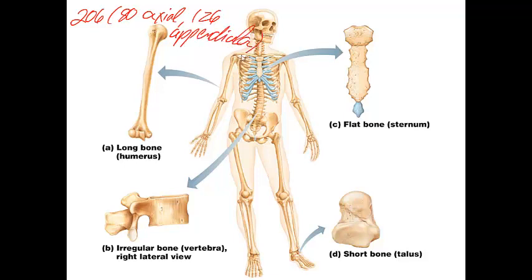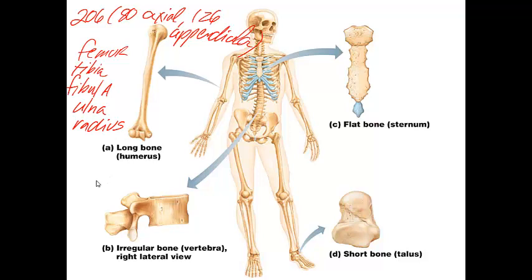We can all classify these into four different shapes. We first of all have the long bone. The long bone would be things like the humerus, the femur, the lower leg bone, which is the tibia, the fibula, there's no such thing as a fibia, the ulna, as well as the radius. These are all long bones.